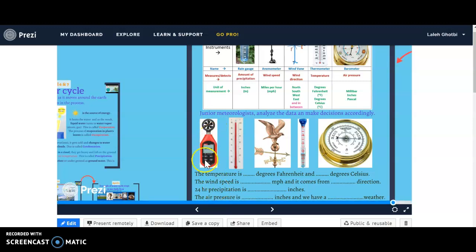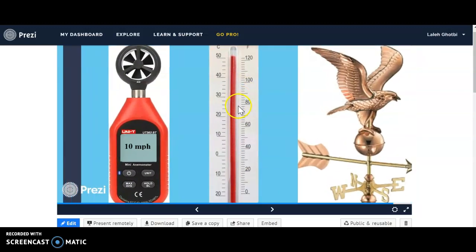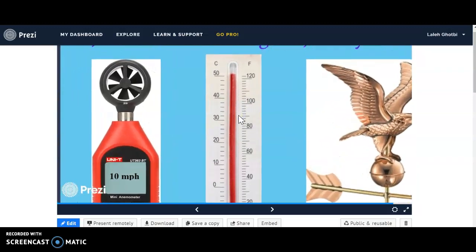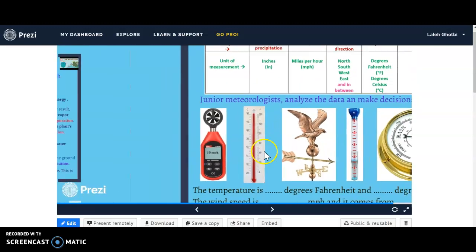You should look at these instruments and answer these questions. The temperature is degrees Fahrenheit, degrees Celsius. I'm not going to answer this for you. You're going to look at it here. You can get closer. If you have a mouse, it works much better. So this is the Celsius side and this is the Fahrenheit side. And it's pretty hot, isn't it?